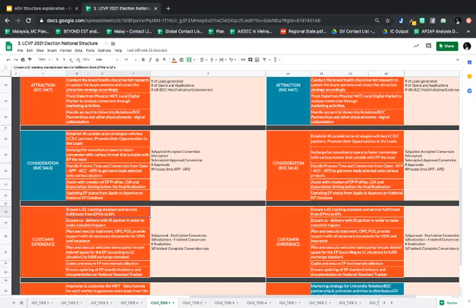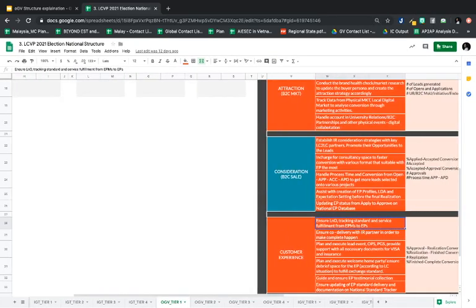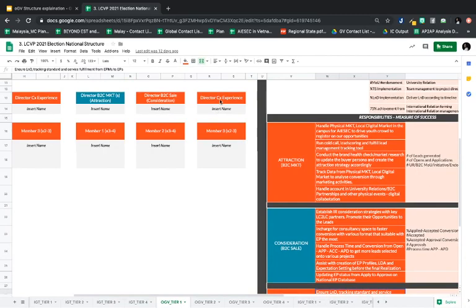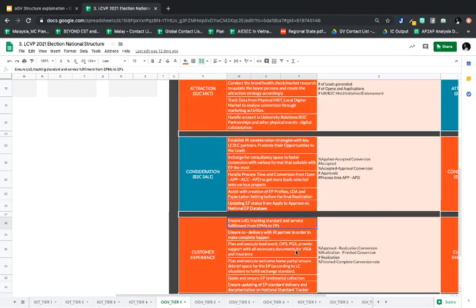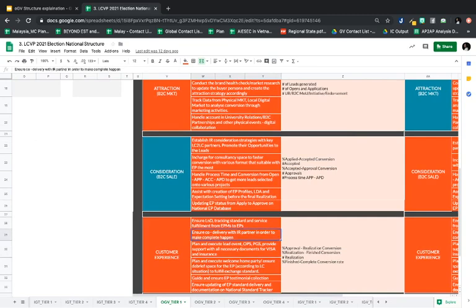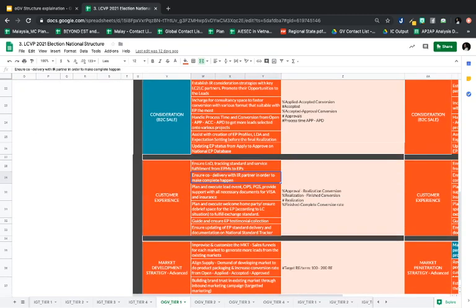So they actually need to ensure L&D checking standard and service fulfillment of EPM to EPs. They are not necessarily the ones that deliver all the standards for the EP, but the ones that take care of and ensure the fulfillment of standard delivery. That's why, if you see here, the structure of the customer experience team is only around 2 to 3 members and also 1 director. So you don't need to have too many people on the customer experience team.